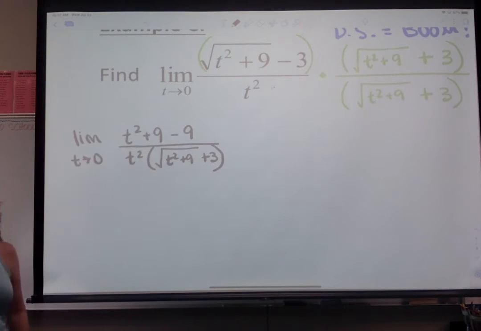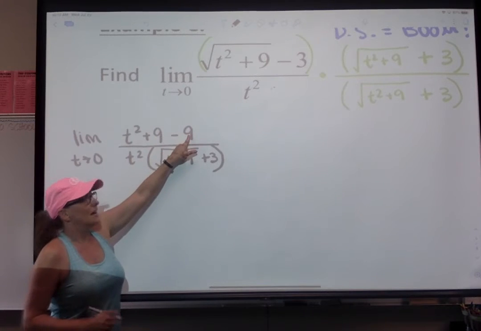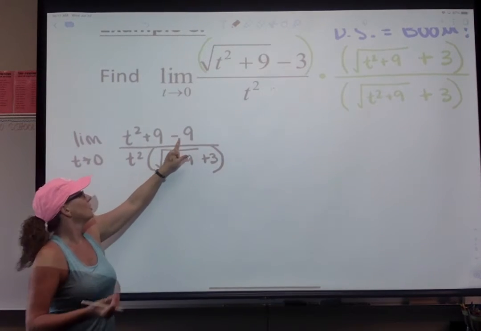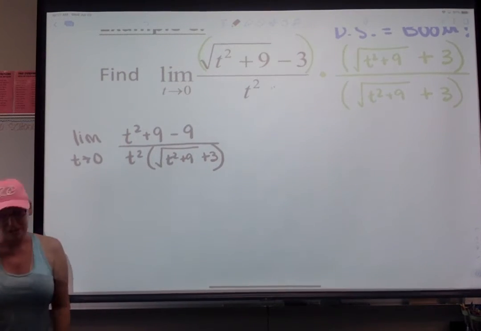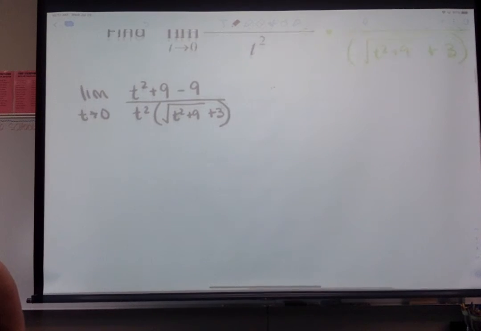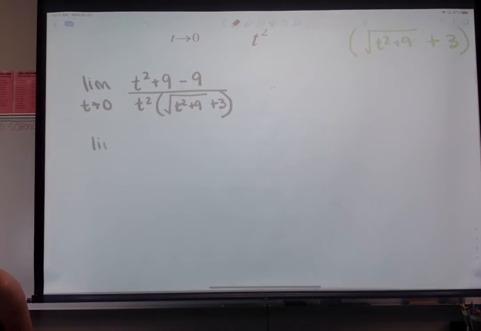And hopefully you see why. The 9s are going to collect and go away. Your t squareds will be able to cancel. So I've got the limit as t approaches 0 of 1 over radical t squared plus 9, plus 3.